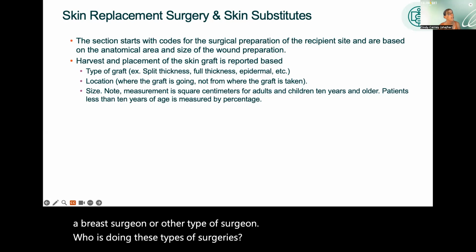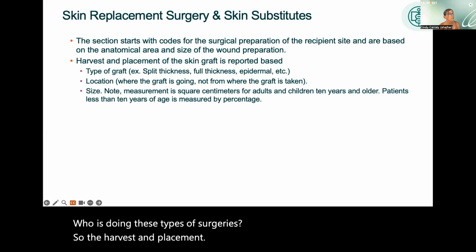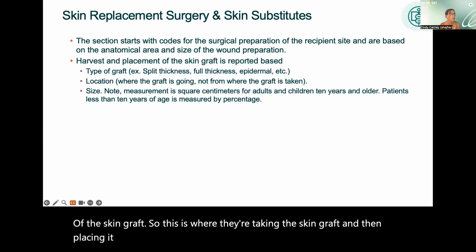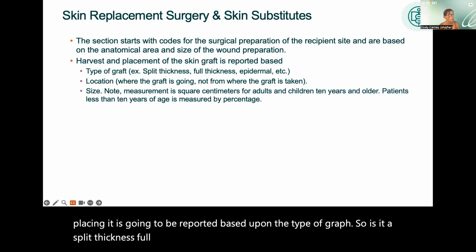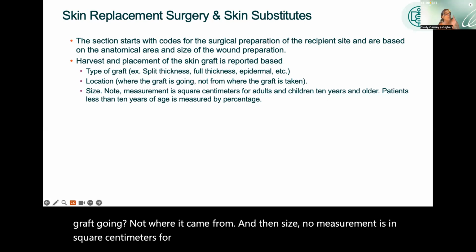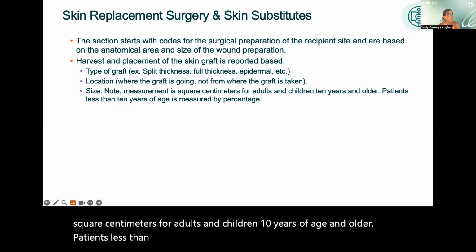So the harvest and placement of the skin graft, so this is where they're taking the skin graft and then placing it, is going to be reported based upon the type of graft. So is it a split thickness, full thickness, epidermal, etc.? Location, where is the graft going, not where it came from. And then size. Note, measurement is in square centimeters for adults and children 10 years of age and older. Patients less than 10 years of age is going to be measured by percentage.